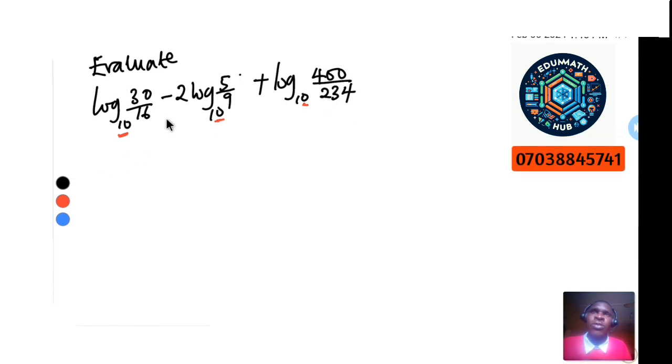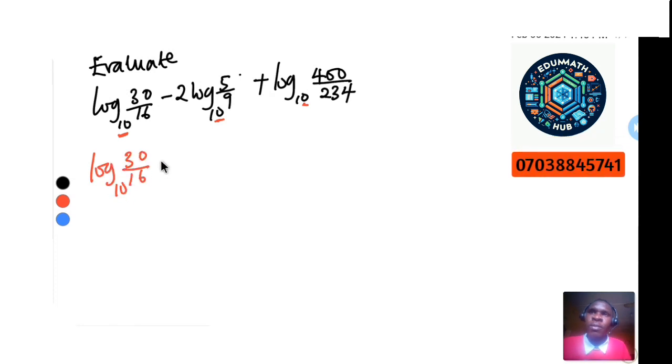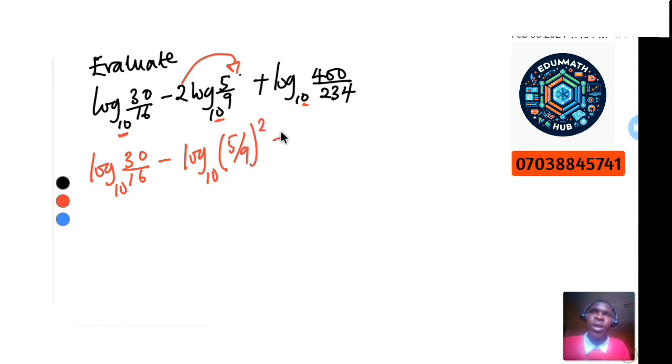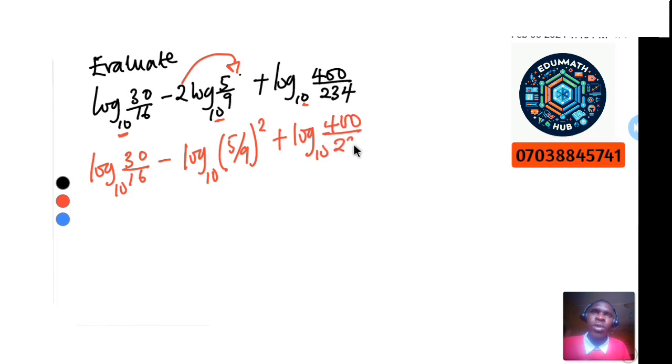So let's just rewrite this. You have log to base 10 of 30 over 16, and you have minus, this 2 comes here to the top. Don't forget this number is 5 over 9, so the square affects both 5 and 9. So you have log to base 10, you open a bracket and write 5 over 9, then squared outside. Then you have plus log to base 10 of 400 divided by 234.